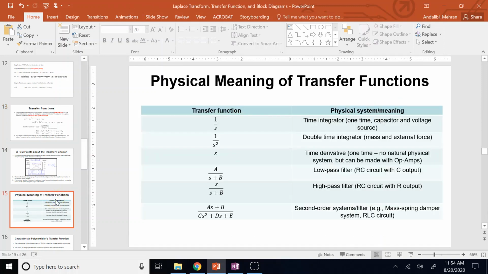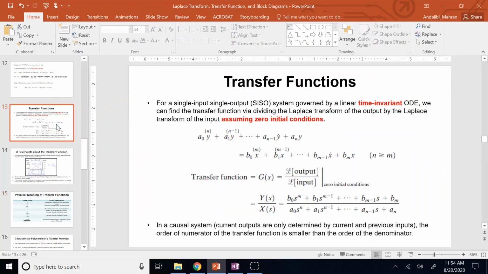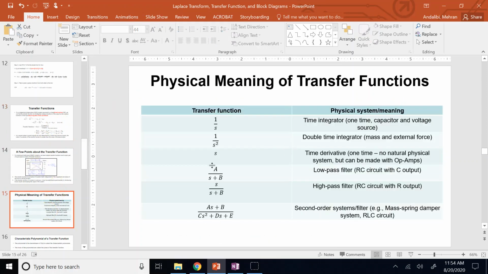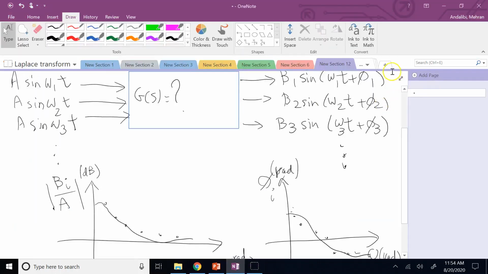Okay, now let's talk about some important things. Now that we know transfer function, how we can find it, at least for an SISO system, we have gone through one example. Let's look at the meaning of some common transfer functions that you might see here and there. If the transfer function of a block is 1 over s, what does that mean? It means it is an integrator. It is an integrator, okay? So let me show you that.